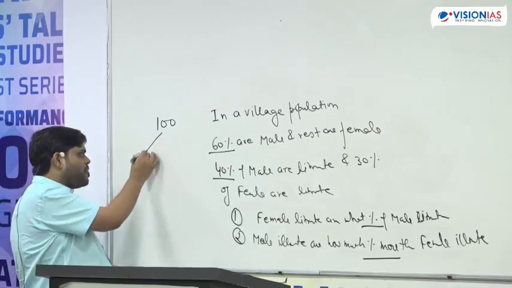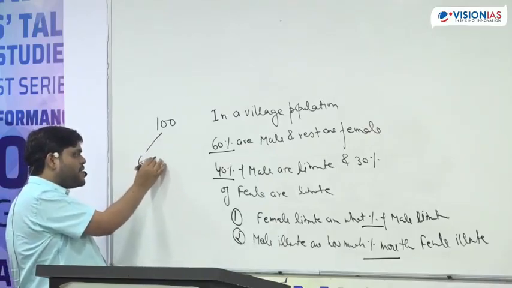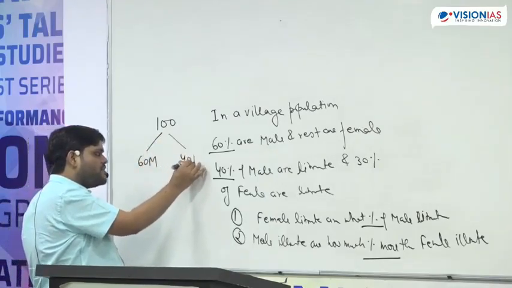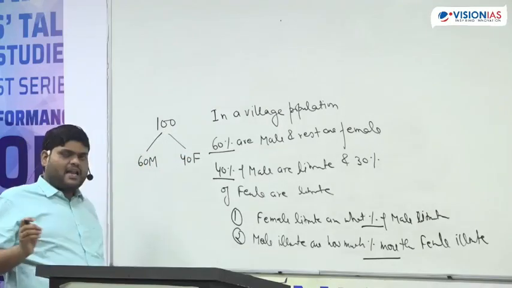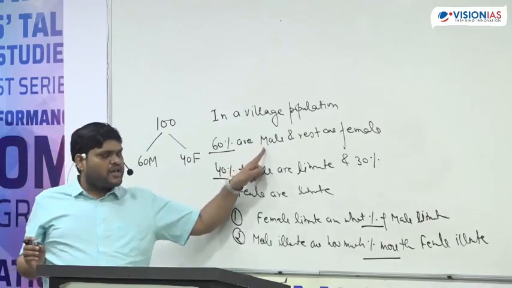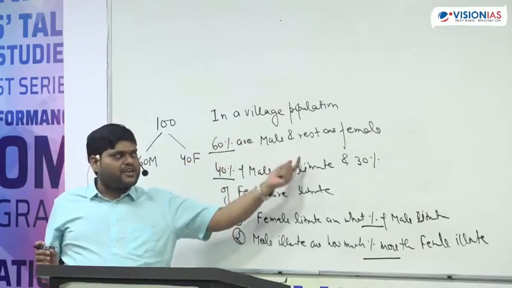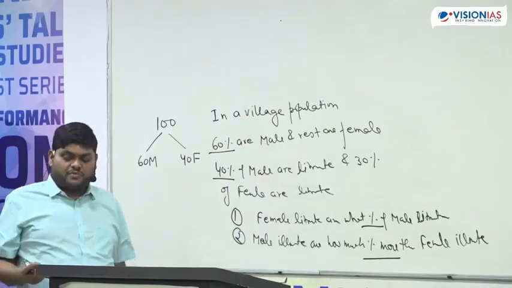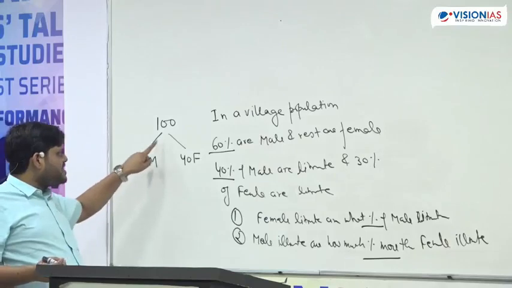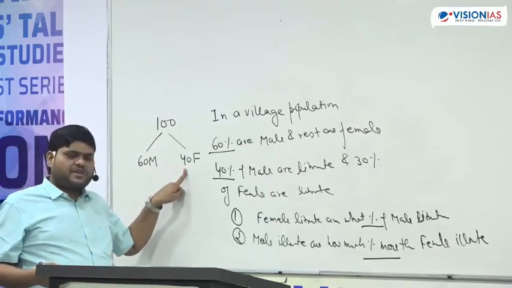So how many males are there? 60 males and 40 females. Why 60 males? Because 60% of the total population are male and 40% of the total population are female. So we can say that 60 males and 40 females are there.